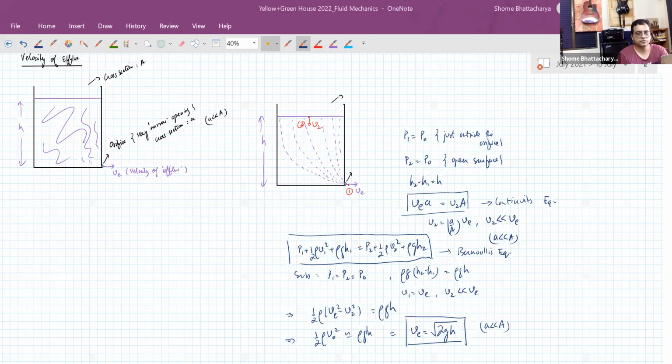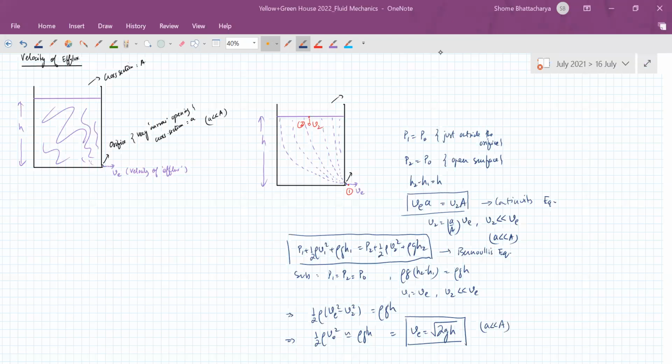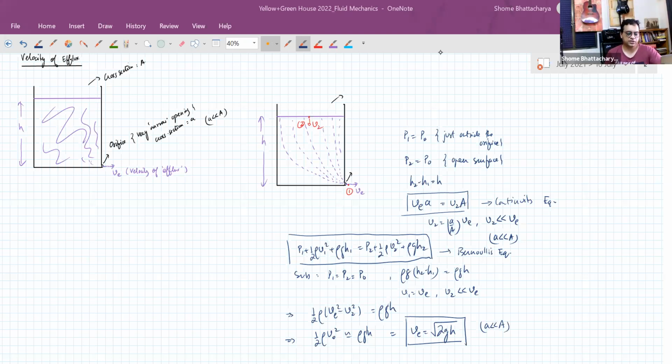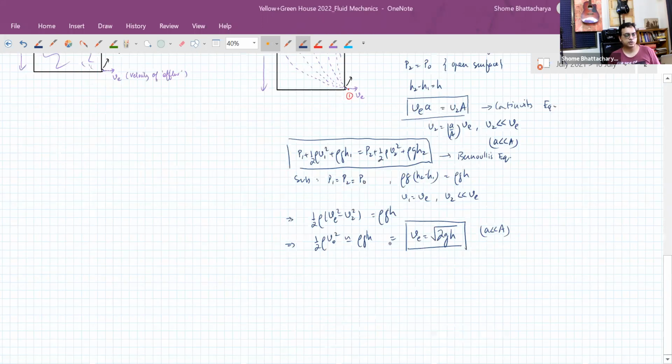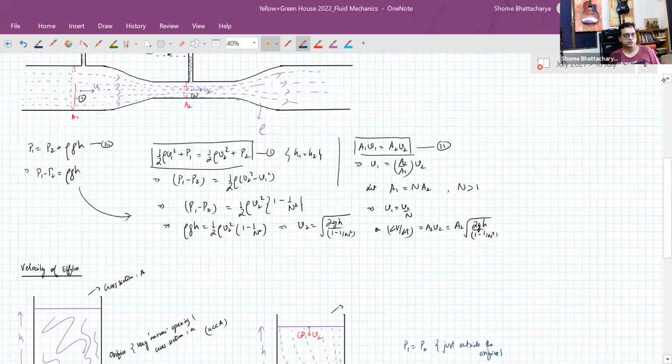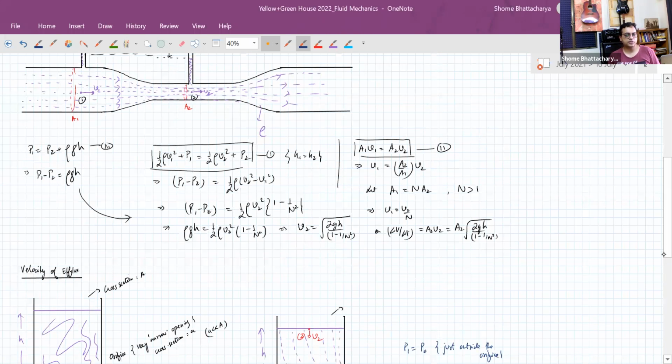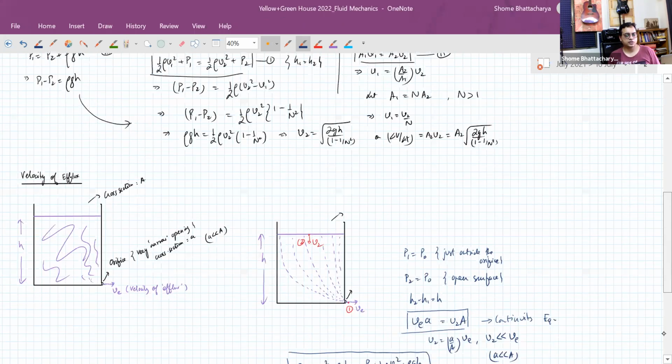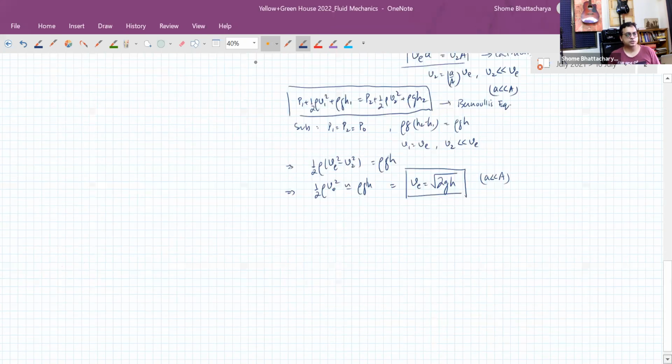Yeah, students, I was just disconnected. So let's get back to the lecture. Okay. So yeah, we were discussing speed of efflux. I think you have finished copying this down. So both the major applications we've discussed: one is the Venturi meter situation, and the other is the speed of efflux concept. So let's look at some application questions based on this.